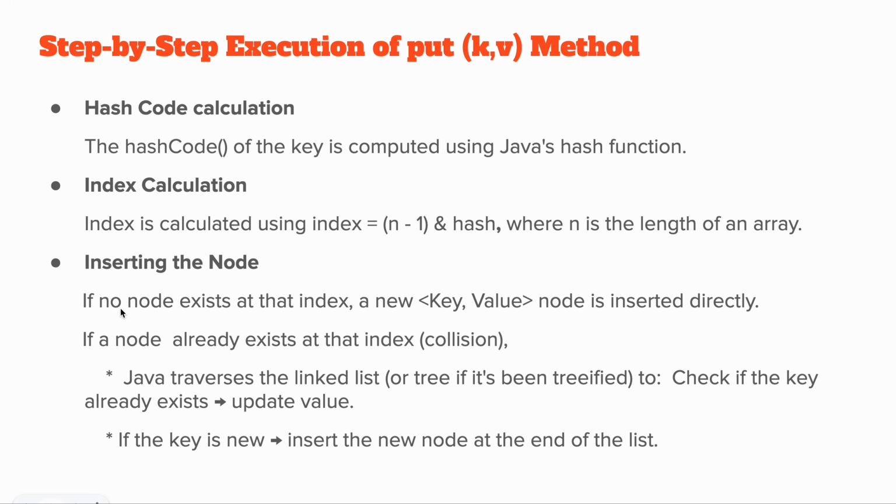If no node exists at that index, a new node is inserted directly. And if a node already exists at that index, it means it's the case of a collision. So Java traverses the linked list, or tree if it has been treeified, and checks if the key already exists. If the key already exists, it means it's the case of update. It updates the value. And if the key is new, it inserts the new node at the end of the linked list, right?